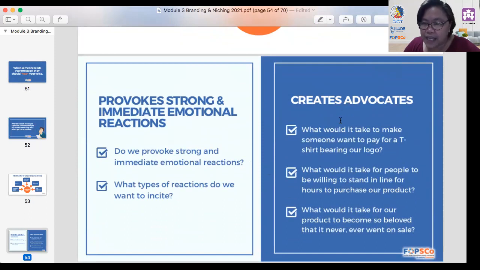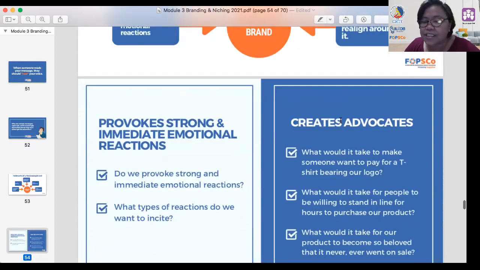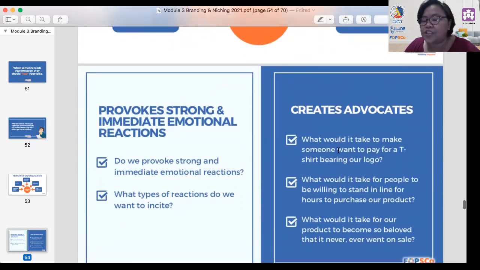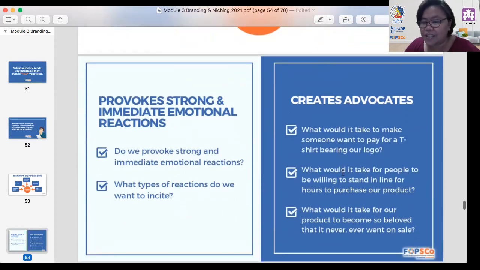It should create advocates, says here. So what would it take to make someone want to pay for a t-shirt bearing our logo? That's right, no? Why would I wear the logo? Did you pay me? Unless I'm a fan or loyal follower, right? Okay, I will wear that for you. Okay, what would it take for people to be willing to stand in line to purchase our product? Okay, that's another. And what would it take for our product to become so beloved that it never went on sale? Oh, di ba?